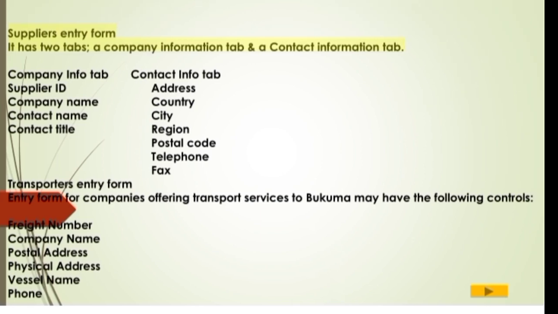Supplier's entry form. It has 2 tabs, a company information tab and a contact information tab. Company info tab: supplier ID, address, company name, country. Contact info tab: contact name, city, contact title, region, postal code, telephone, fax. Transporter's entry form. Entry form for companies offering transport services to Bukuma may have the following controls: freight number, company name, postal address, physical address, vessel name, phone.